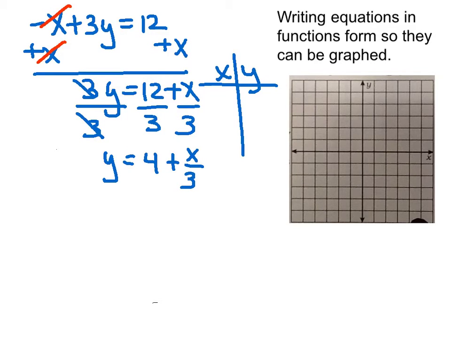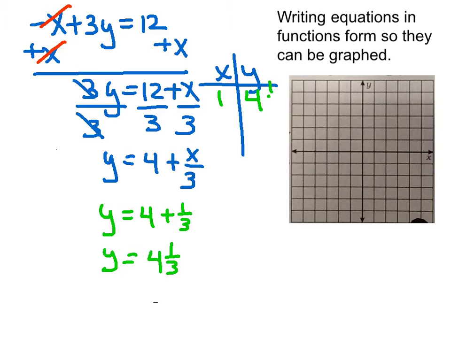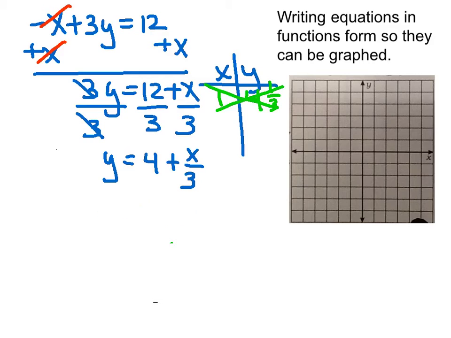Now, we want to create a table of values. You can pick any values, any numbers that you want, whatever makes you happy here. But be careful, because you want to be able to graph these points. For example, if I picked a 1, I'll put a 1 in my x spot, and y equals 4 plus 1/3. Y is going to end up equaling 4 1/3, and that is going to be really hard to graph because you have to guess where that point is. So that's probably not a value I would want you to start out using. I'm going to cross that off. In fact, I'm just going to erase it altogether because I don't want to use that.